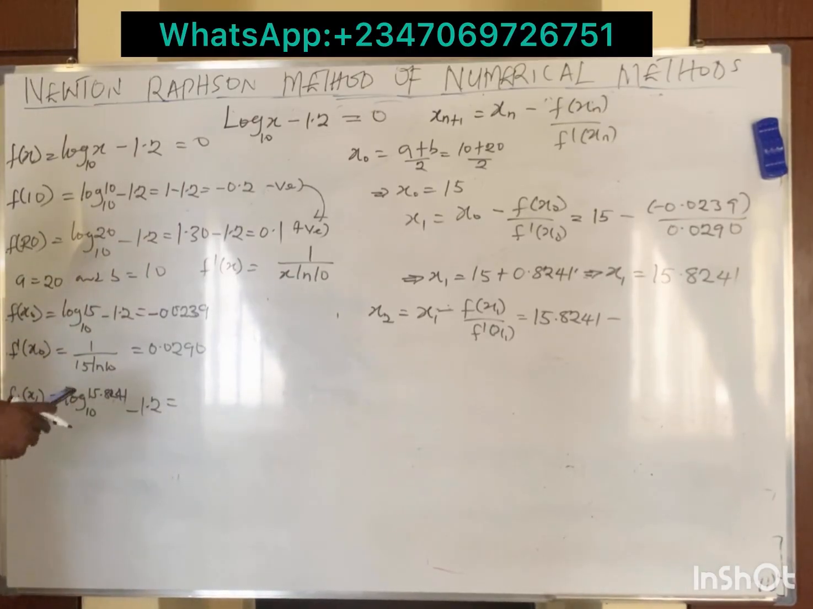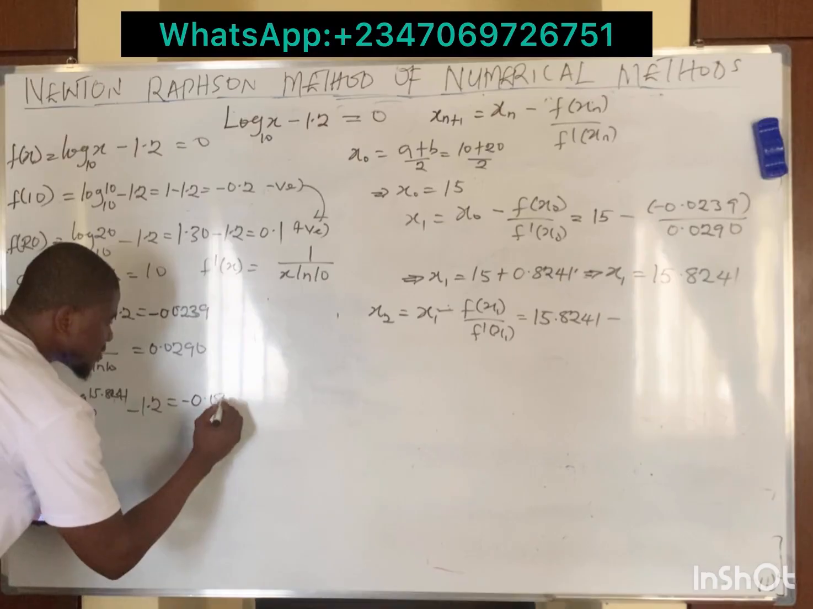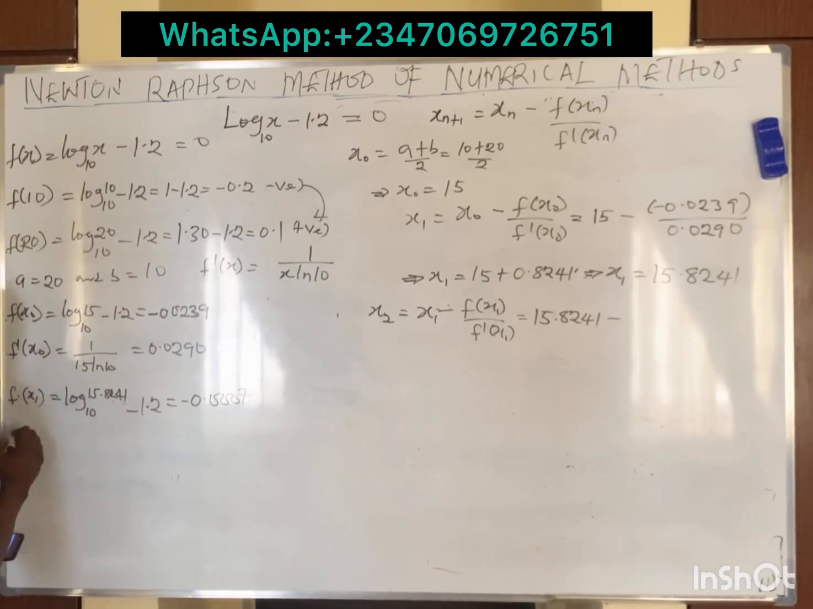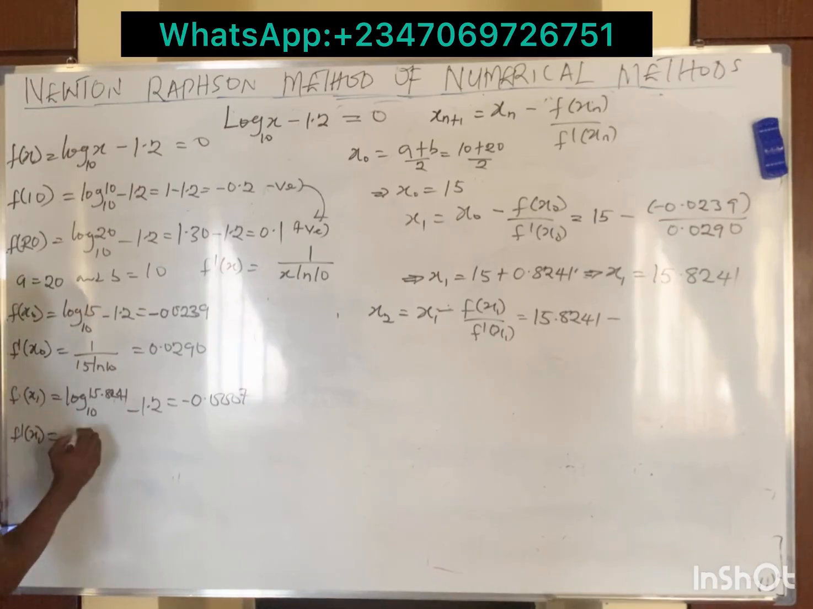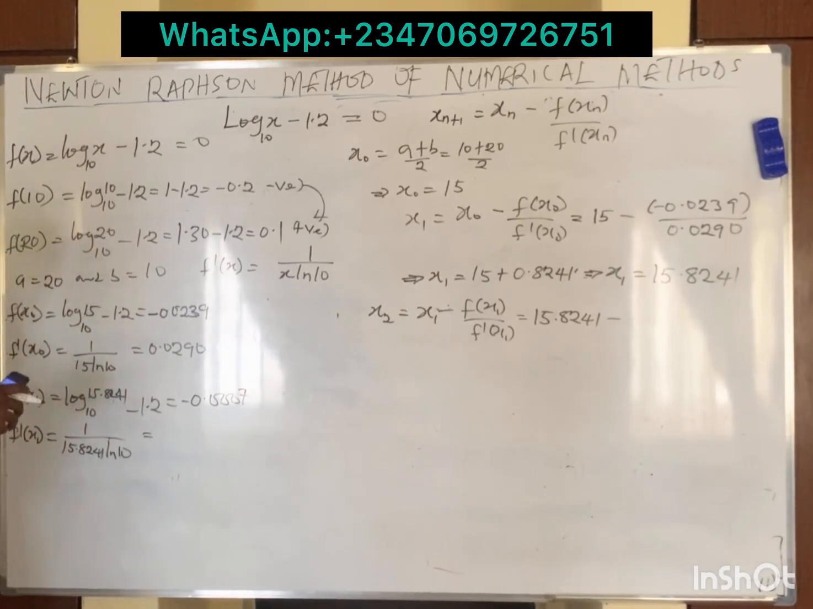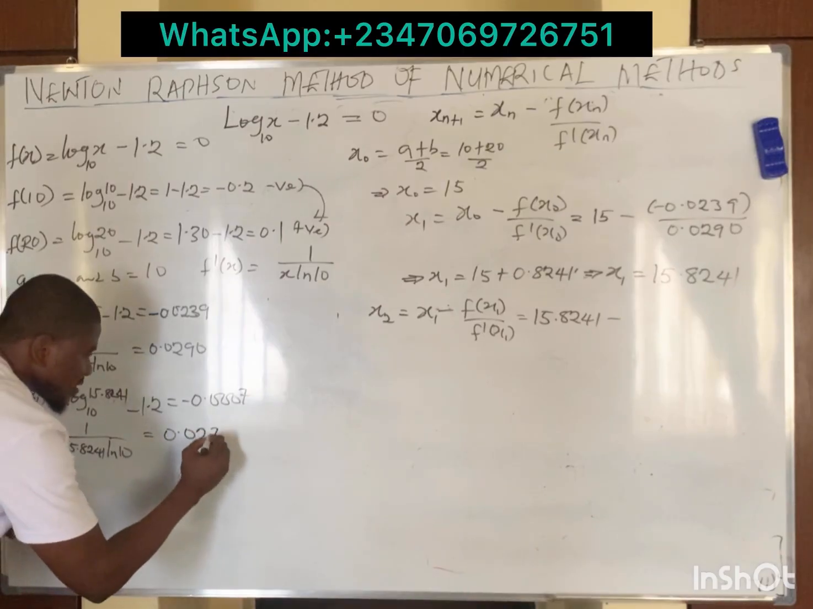I'll punch everything all together, so do well to punch along with me. So we have log 15.8241 minus 1.2. That gives us negative 0.0007 approximately. Then we find f prime of x1, which is going to be 1 all over 15.8241 multiplied by ln 10. So let's find 1 divided by 15.8241 multiplied by ln 10. That gives us approximately 0.0274.